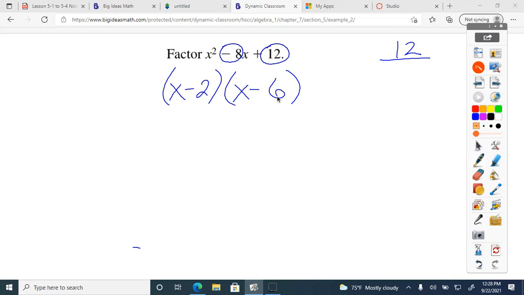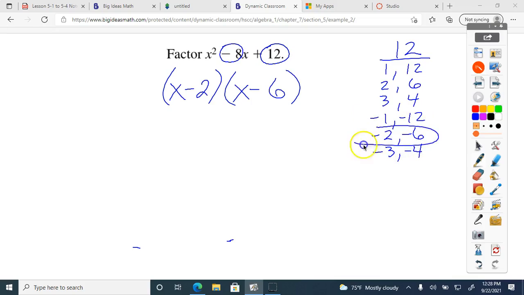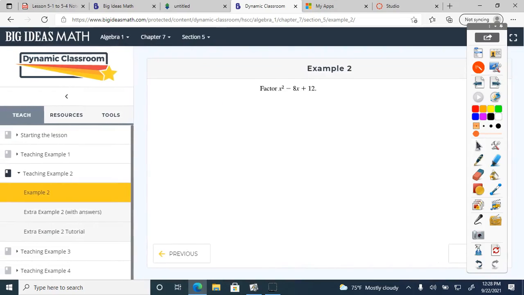Now, like I said, you can write them all down if you have to. 1 and 12, 2 and 6, 3 and 4, or -1, -12, -2, -6, -3, -4. And pick the one that adds up to the middle number. Everybody with me? Okay, do another one of those.